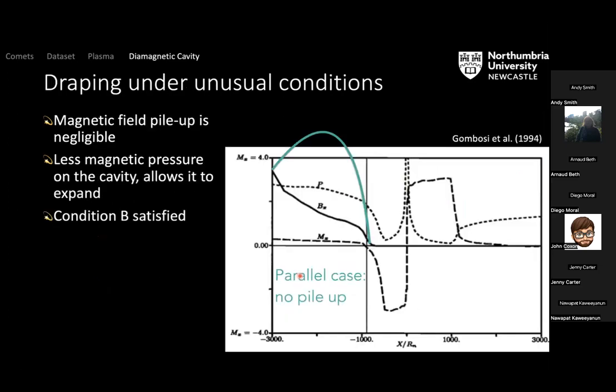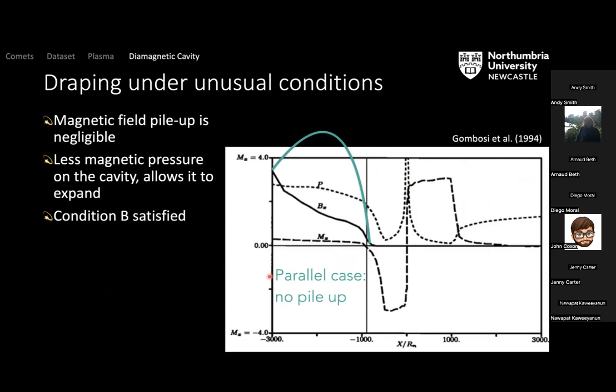So that leaves the condition B, the one where we want the diamagnetic cavity to expand. We don't really understand yet how the diamagnetic cavity is formed and what the pressure balance is at the boundary. However, what we do understand is that the magnetic field pressure that pushes at the boundary of the diamagnetic cavity plays into it. So the higher the pressure, the smaller the cavity. And the higher the pressure means the higher the magnetic field.